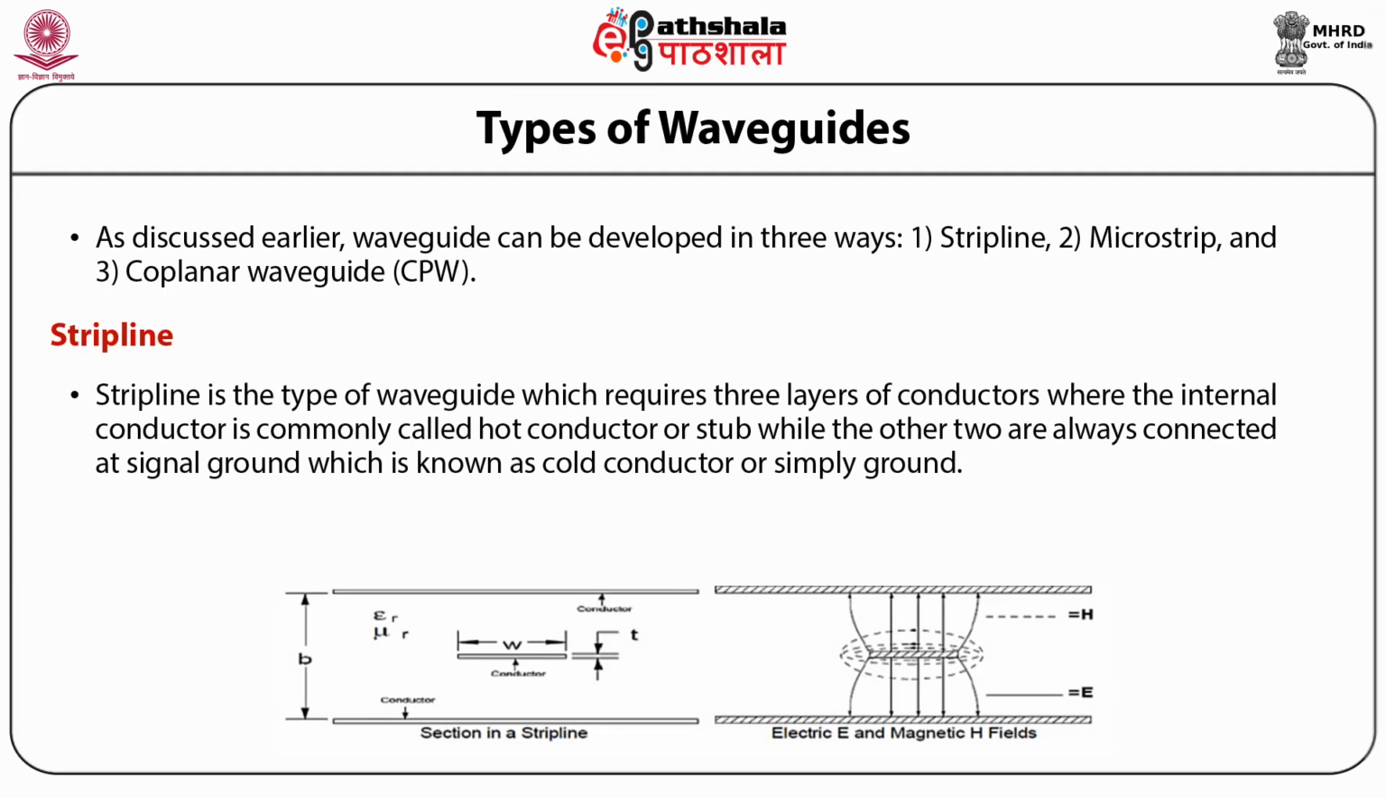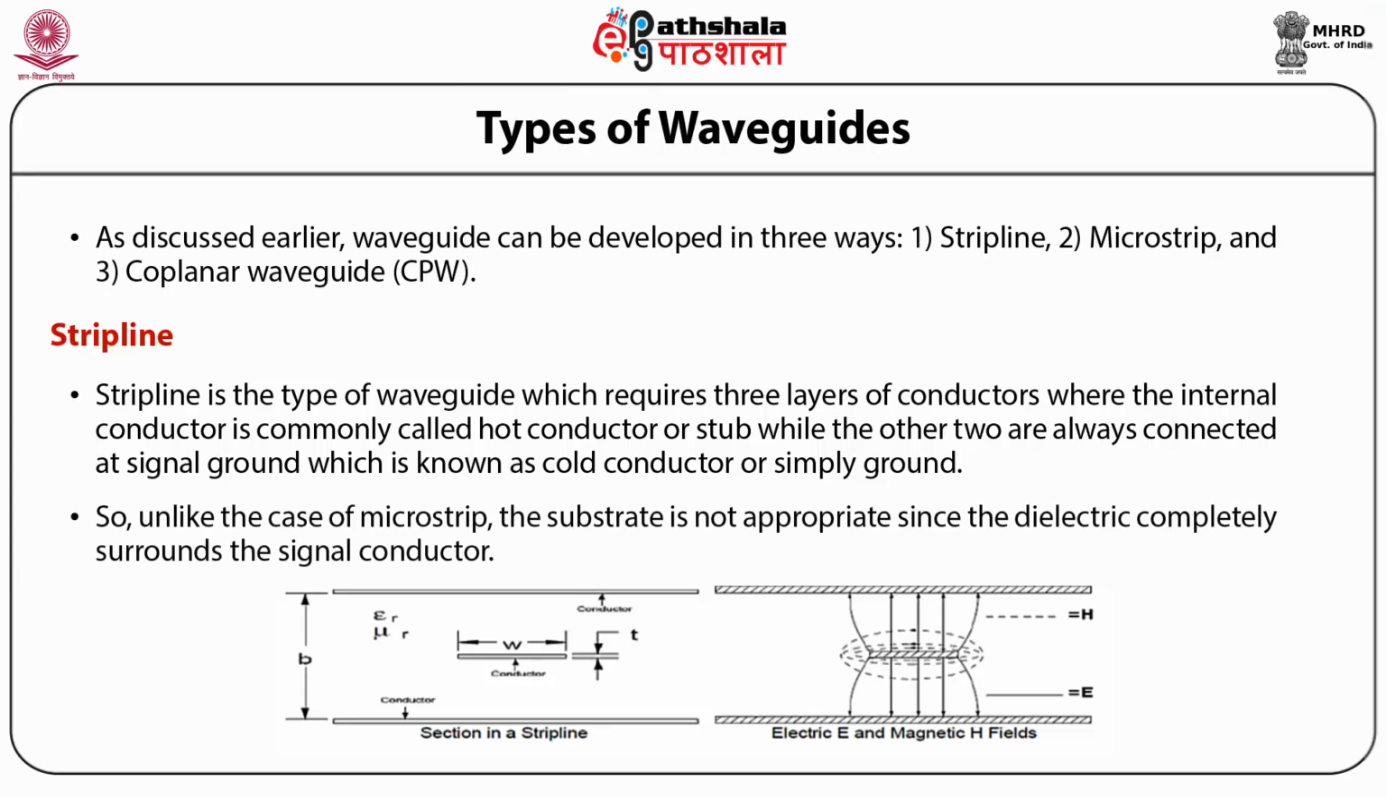Strip line is the type of waveguide which requires three layers of conductors, where the internal conductor is commonly called the hot conductor or stub, while the other two are always connected at the signal ground, which is known as the cold conductor or simply ground. The stub is embedded in a homogeneous and isotropic dielectric of dielectric constant epsilon r. So unlike the case of microstrip, the substrate is not appropriate since the dielectric completely surrounds the signal conductor.